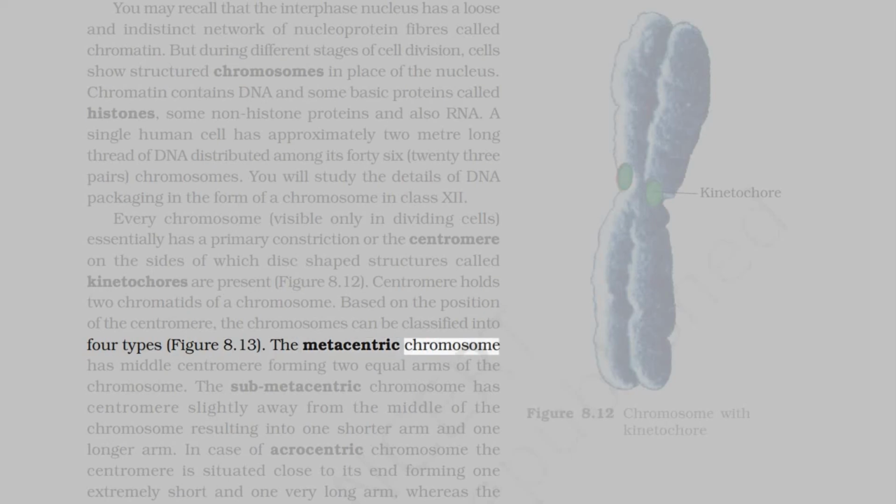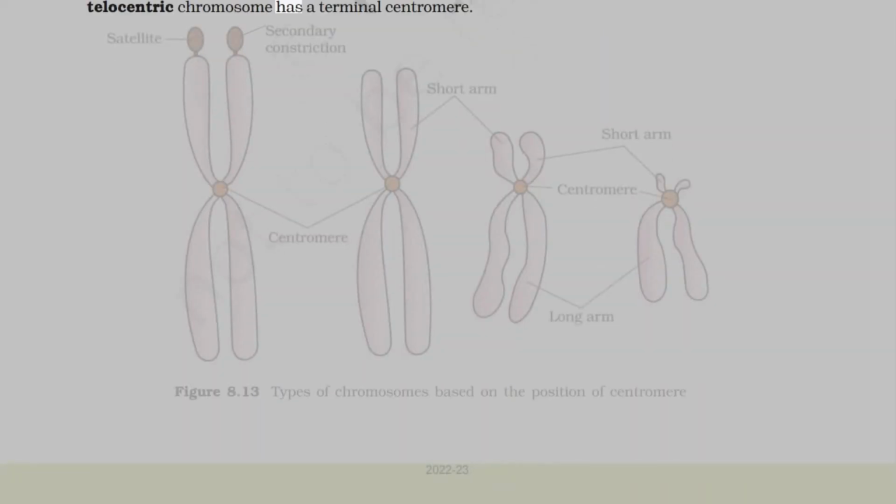The metacentric chromosome has a middle centromere forming two equal arms of the chromosome. The submetacentric chromosome has the centromere slightly away from the middle of the chromosome, resulting in one shorter arm and one longer arm. In case of the acrocentric chromosome, the centromere is situated close to its end, forming one extremely short and one very long arm, whereas the telocentric chromosome has a terminal centromere.